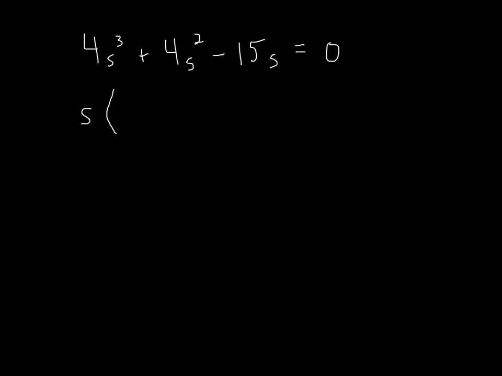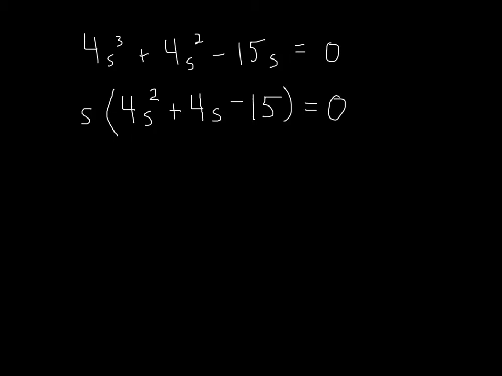If I do that, I end up with s times 4s squared. So I'm factoring an s out of every term on this left-hand side of my equation. So I have 4s squared plus a 4s. Remember, I'm factoring out one s out of every part. So this s cubed became an s squared. This s squared is going to become an s. And now when I take an s out of my 15s, it would become just plain 15. And that's going to be equal to 0.